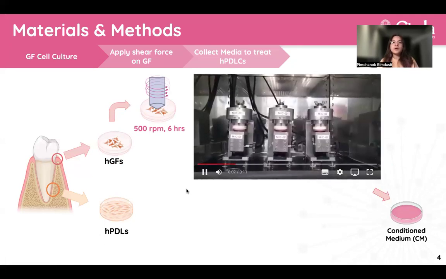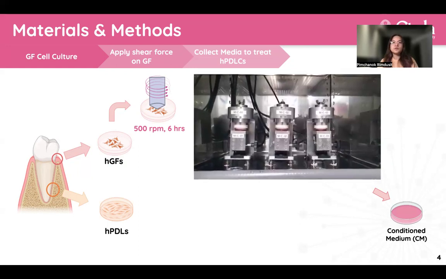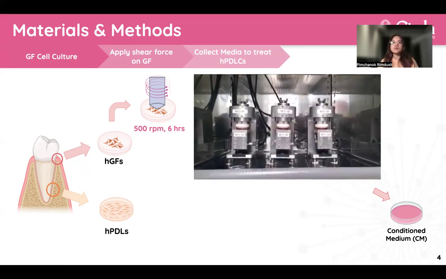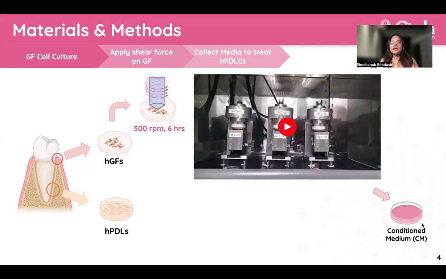First, shear force by an automated shear apparatus was applied on the gingival fibroblasts at 500 RPM for 6 hours, which is equal to 7 dyne per square centimeter. Then, the medium was collected as the conditioned medium for PDL treatment afterwards.